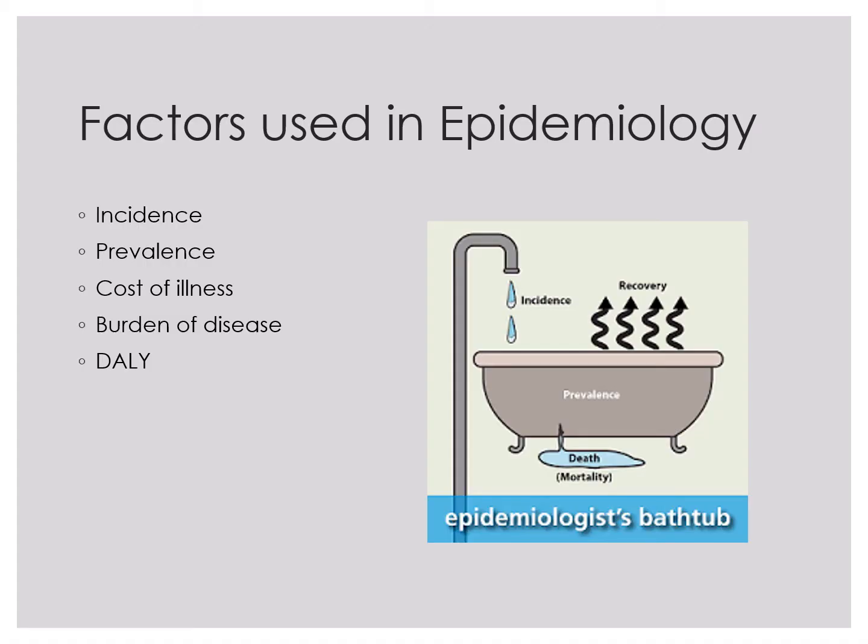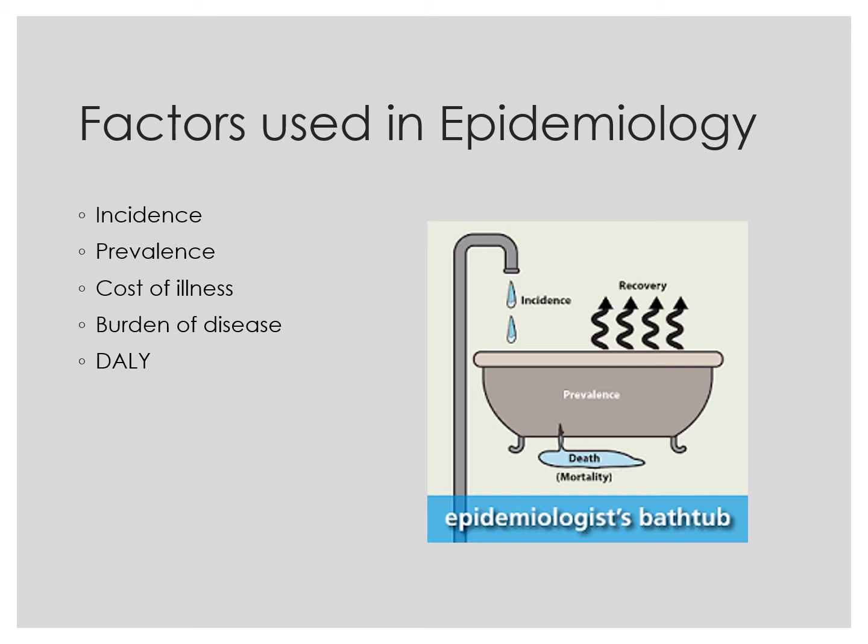There are many factors used in epidemiology. These include incidence, prevalence, cost of illness, burden of disease, and DALY. Incidence is the number of cases of a disease or disorder in a population over a period of time. Epidemiologists use incidence to determine the mean of the number of new cases in a community and in a population.